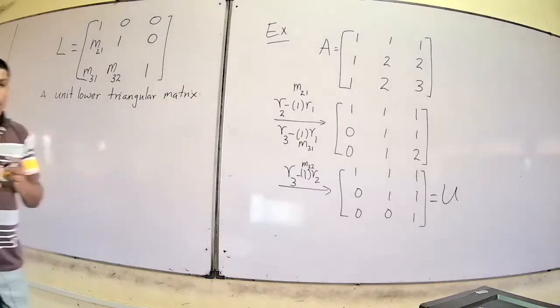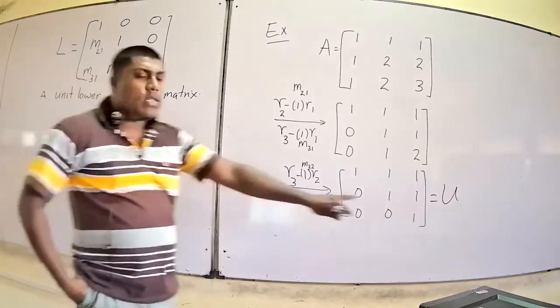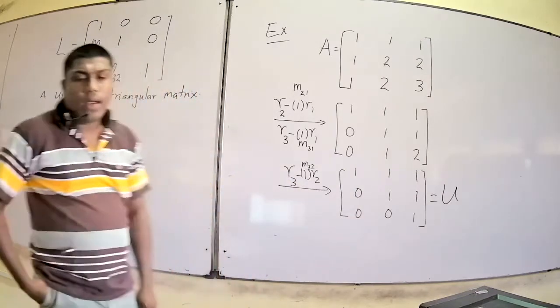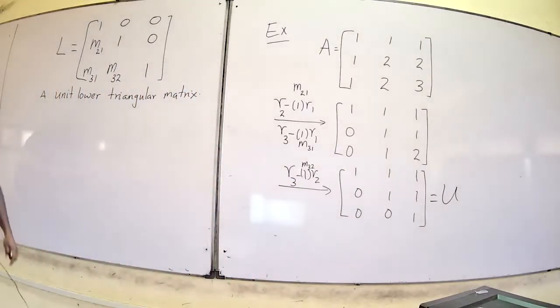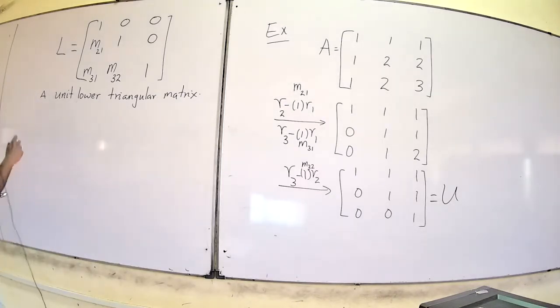It is lower triangular, and at the same time it has ones along the diagonal, so it has a special name: unit lower triangular matrix. What we are going to see is what happens when you multiply this unit lower triangular matrix with this upper triangular matrix. I'm going to do that multiplication here.